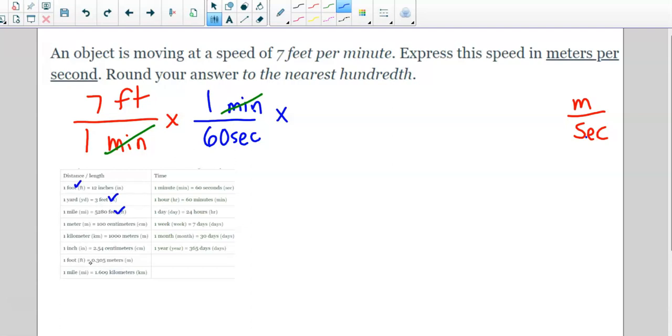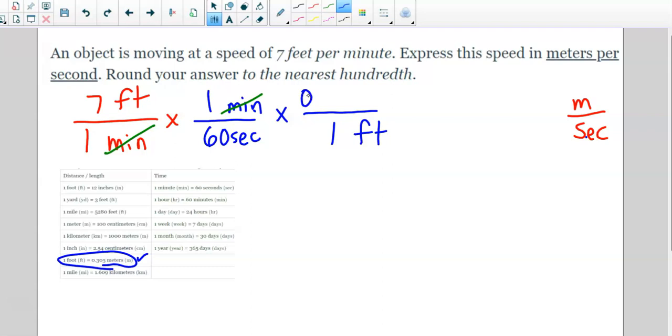Oh, here we go, right down there at the bottom. It's kind of tiny on my chart. You can see it a little bit larger on yours. 1 foot is 0.305 meters. So again, where do you want the 1 foot? Do you want it in the numerator or do you want it in the denominator? Well, we have it in the numerator, so that means we need it in the denominator. So that's how I set up my ratio.